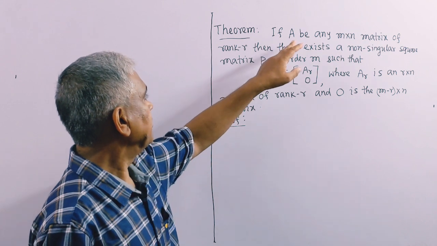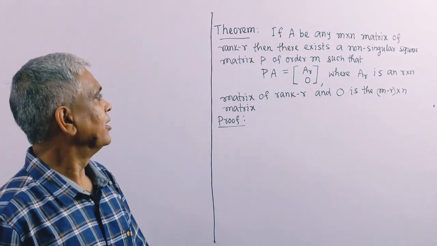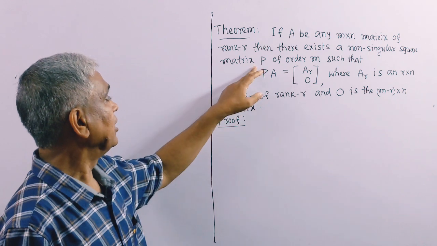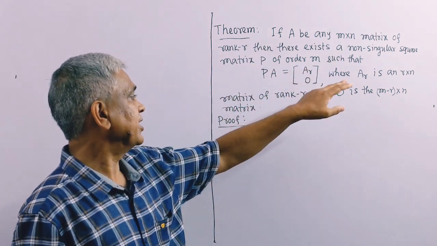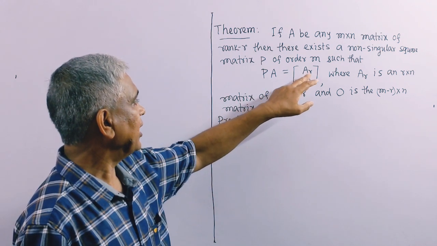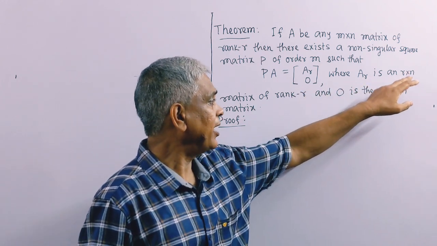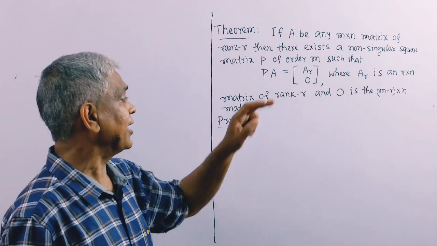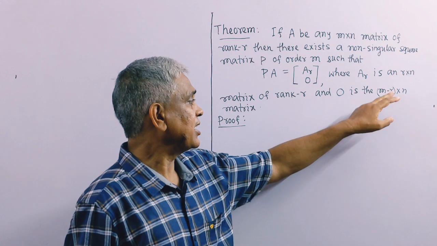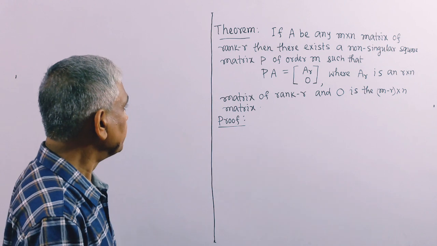The next theorem is: if A be any m by n matrix of rank R, then there exists a non-singular square matrix P of order m such that PA equal to a matrix in which the upper part is AR and the lower part is the 0 matrix, where AR is an R by n matrix of rank R and the 0 matrix is the m minus R by n matrix. Now we prove this.